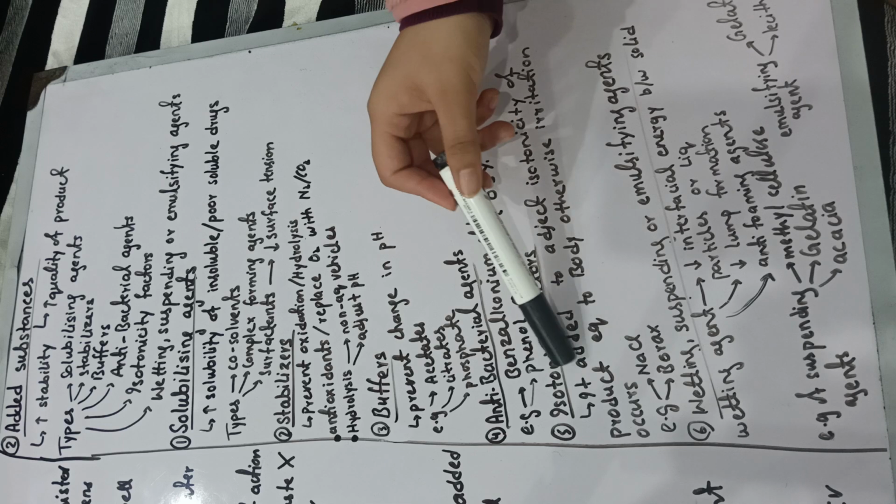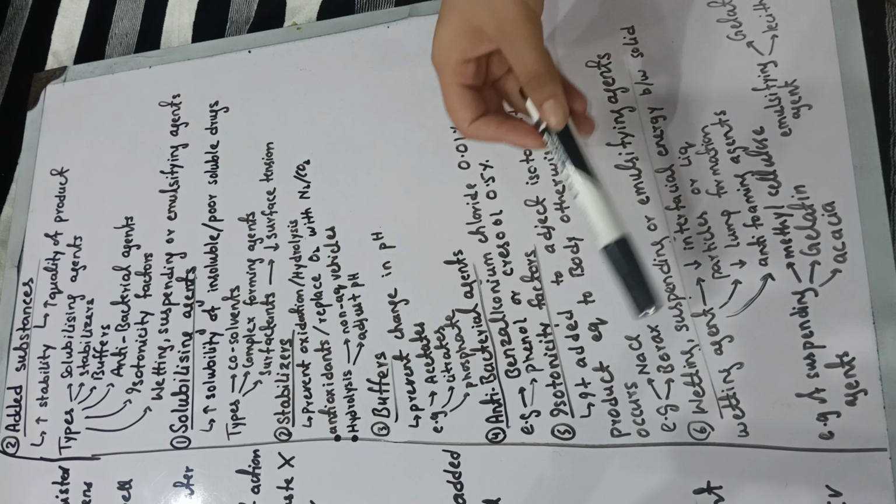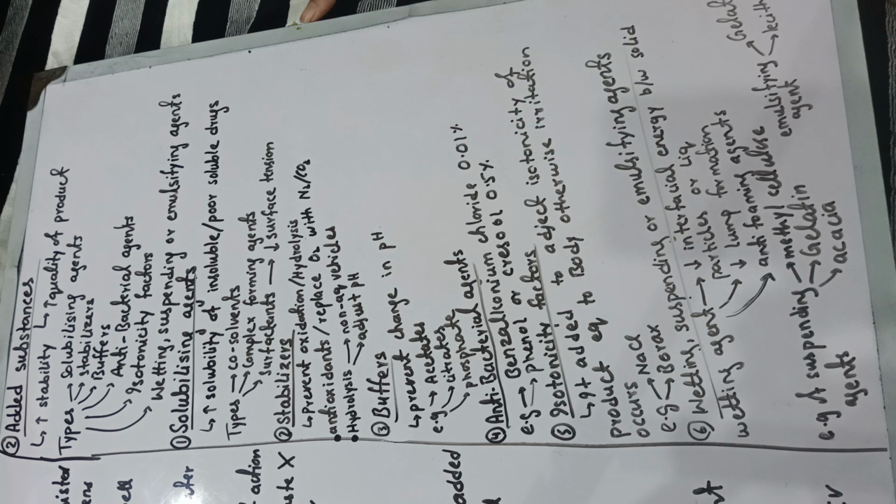Isotonicity factors, so what are they? They are added to adjust the tonicity of your product equal to your body, otherwise irritation can happen. So they protect your body by making the product isotonic. And you know what isotonic means: having the same osmotic pressure as that of your body. That is very important for every drug which is injected in our body. If the tonicity of that drug is not suitable, then we will add NaCl or borax to it. This will help us adjust the tonicity.